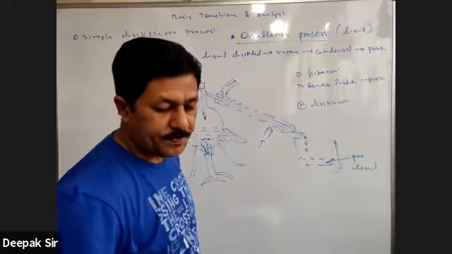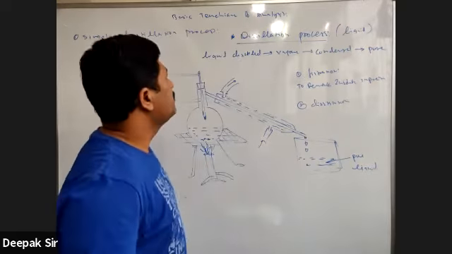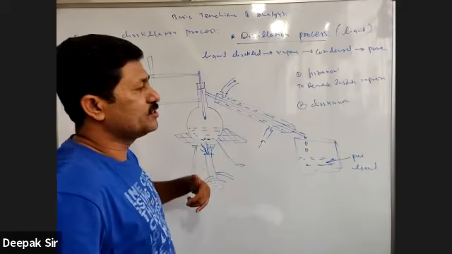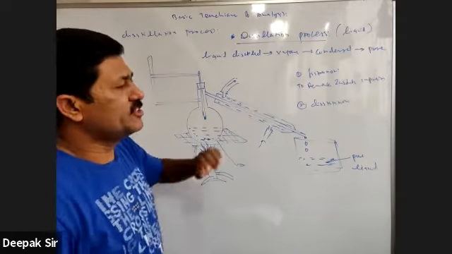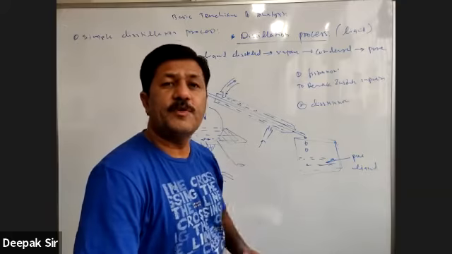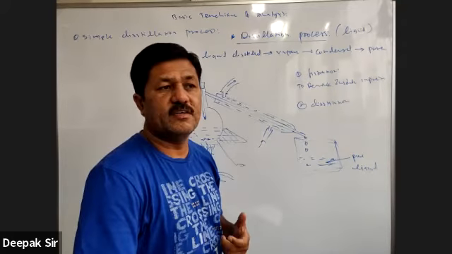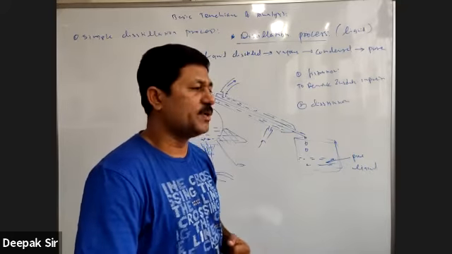Okay. So now see, when we talk about this distillation process, distillation is of two types. एक simple distillation और दूसरा fractional distillation. Now, when we use a simple distillation process, what is the process actually involved in this one?